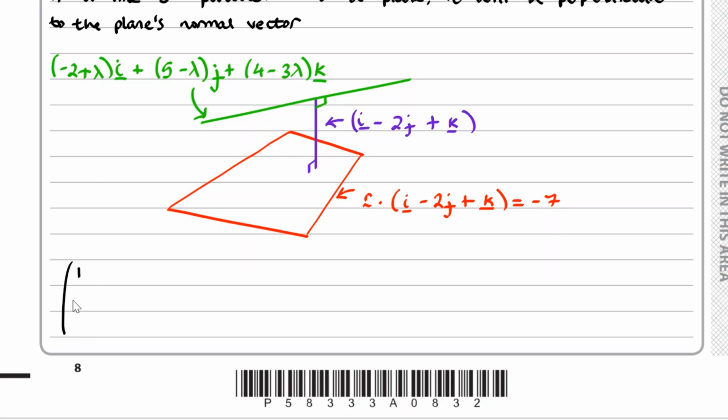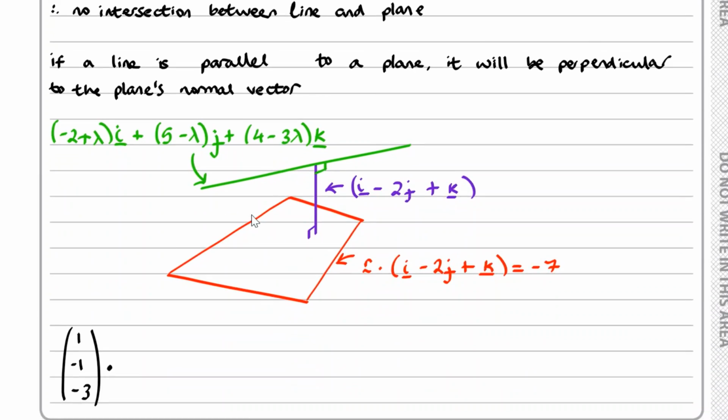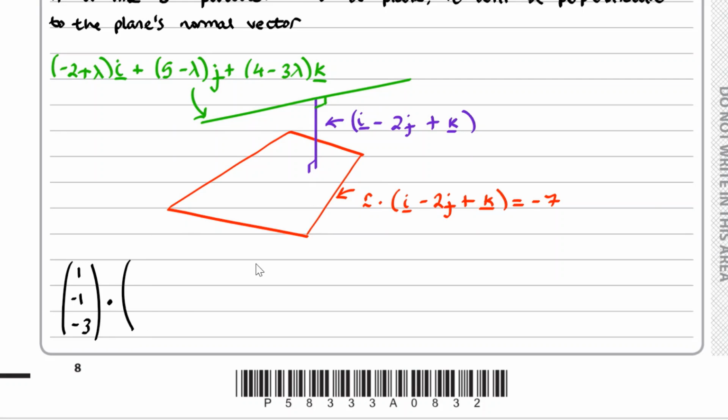Okay, so what we do then is we work out the dot product. We have 1, minus 1, minus 3, which is this bit over here, and we dot product that with this normal 1, minus 2, 1. If we work this out, we have 1 times 1 plus minus 1 times minus 2 plus minus 3 times 1. Indeed, we get 0.